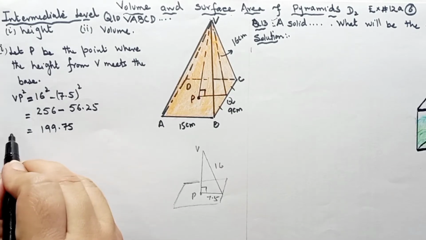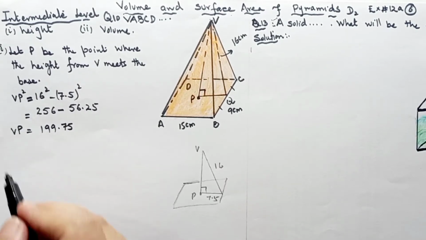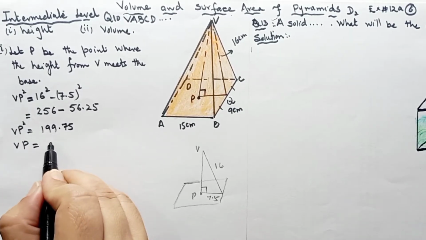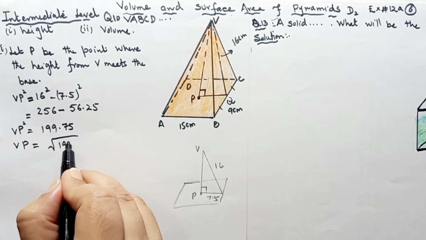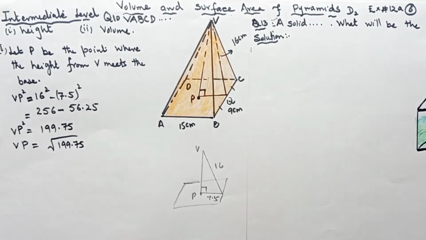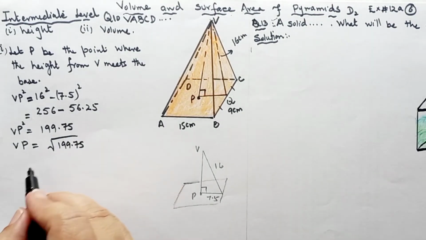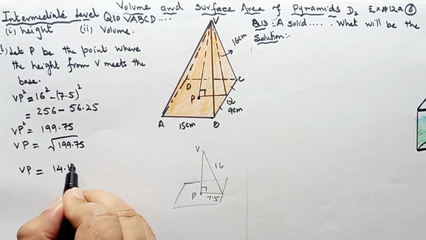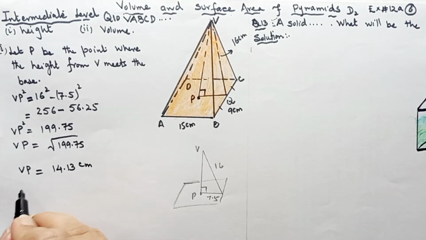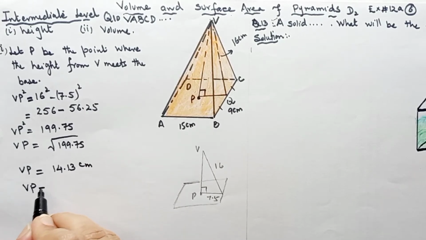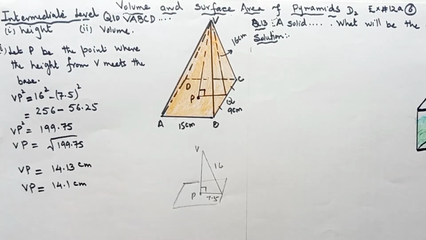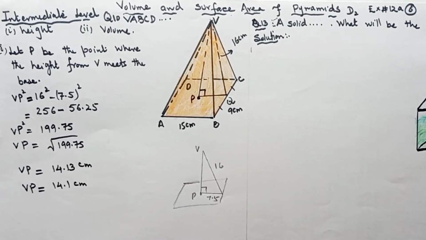VP square is 199.75, and in order to get VP I have to take the square root of this number, and this gives me VP is 14.13 centimeter. For the accuracy of calculation, I have to take three significant figures, so height will be 14.1 centimeter. Now we have to go for the volume.